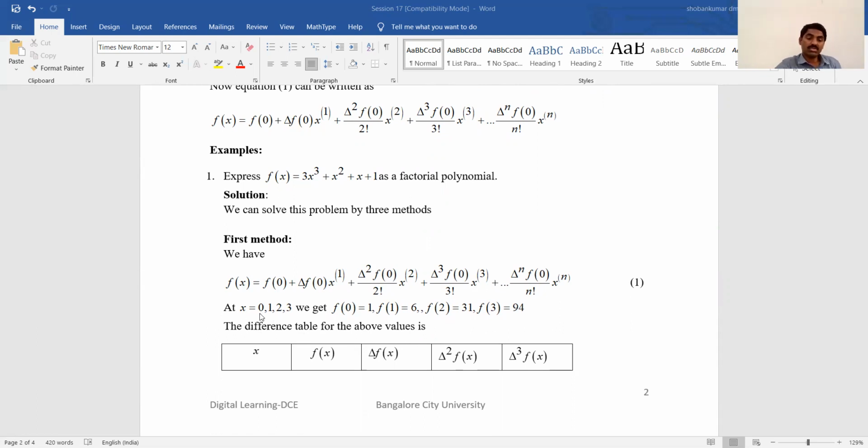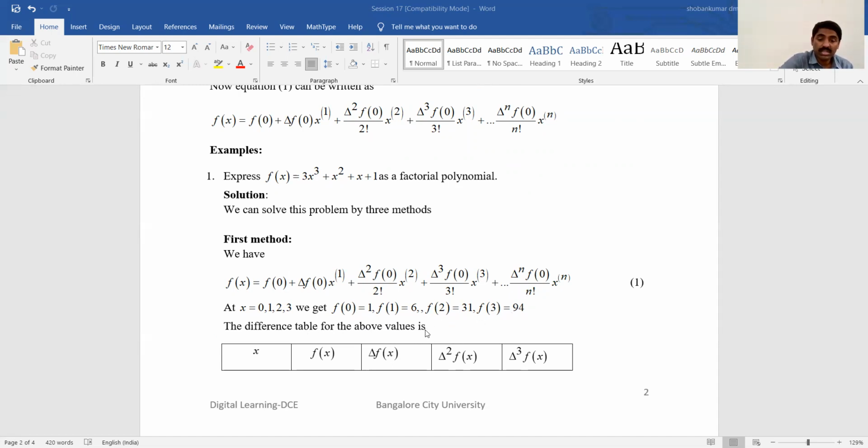Now take x equal to 0, 1, 2 and 3 in this polynomial. We get f of 0 is 1, f of 1 is 6, f of 2 is 31, f of 3 is 94.